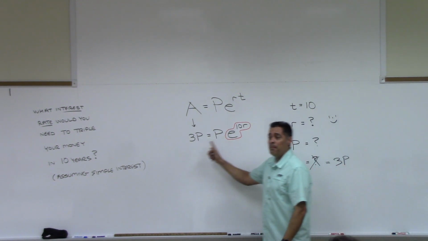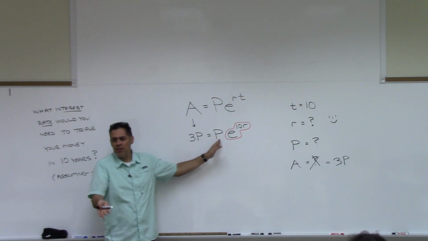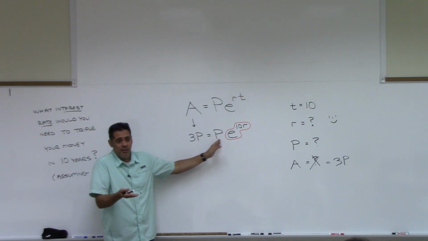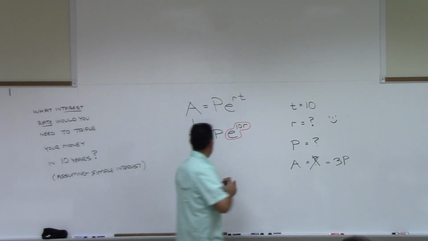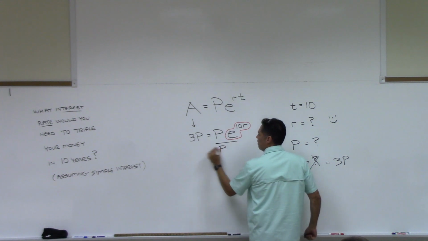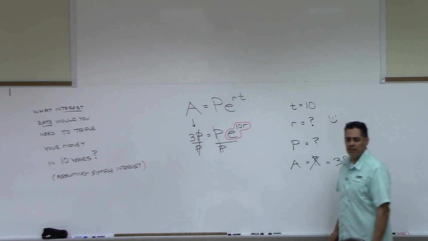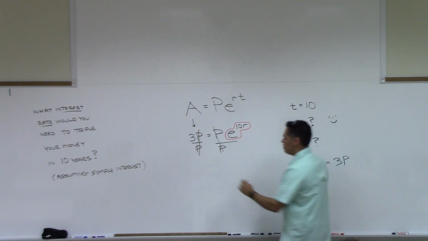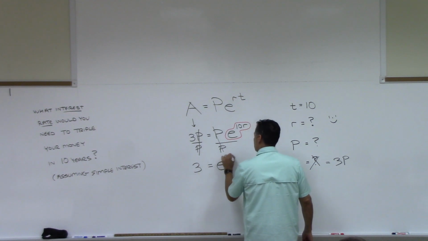Divide both sides by P, right? P is just a number. Just imagine P is how much money you put in. You don't know what it is, right? So who cares? Let's divide by P on both sides. And do y'all see what happens to it? It goes away. Completely goes away. Really interesting. 3 equals E to the 10R.